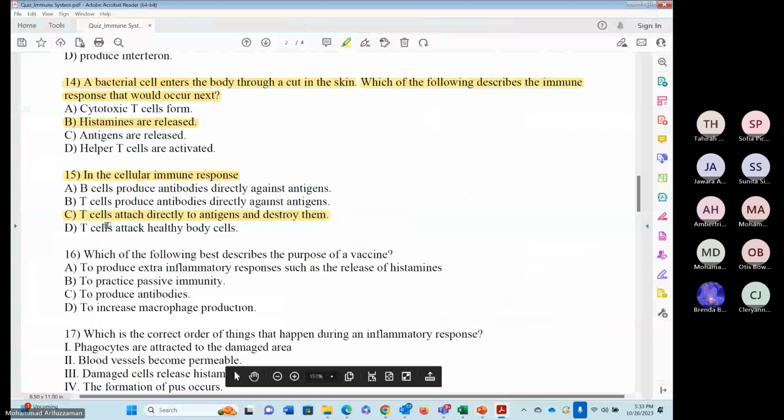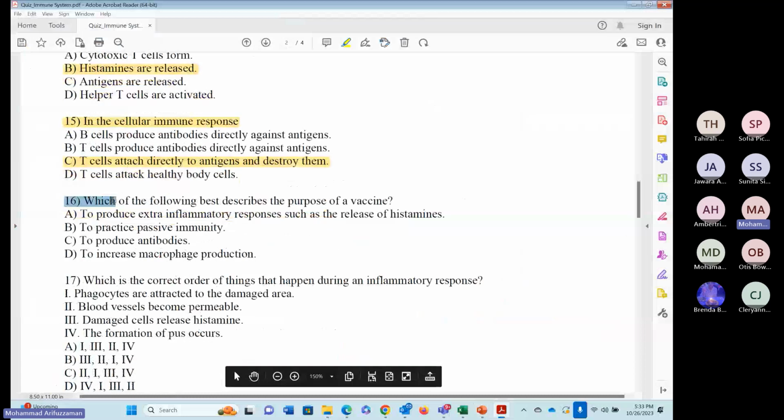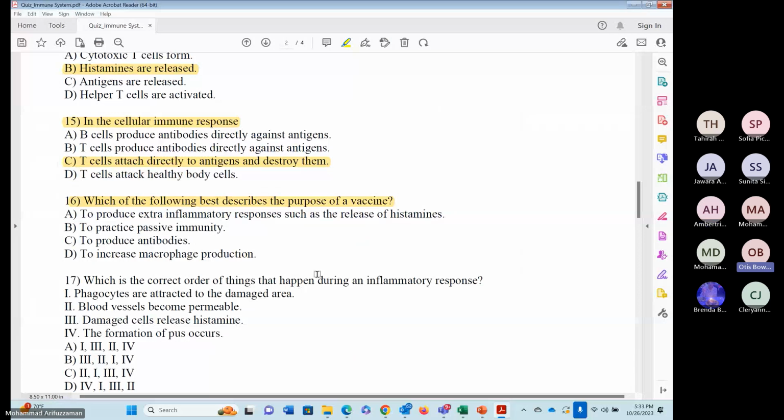Which of the following best describes the purpose of a vaccine? You just told us a while ago. So it's B then, the vaccine to practice passive immunity? No, it's A. Vaccination is active immunity. Yes.